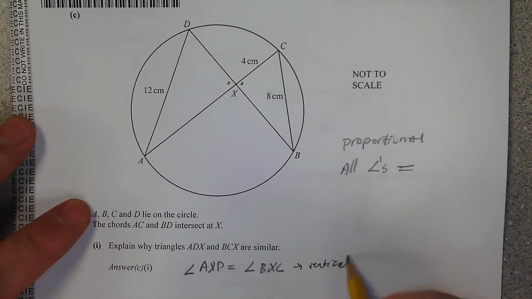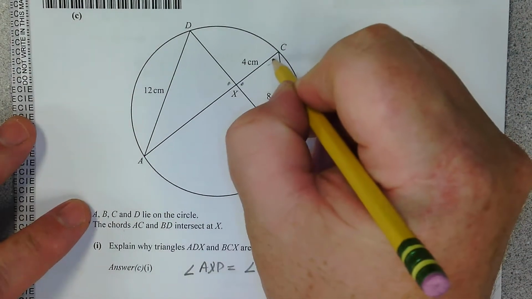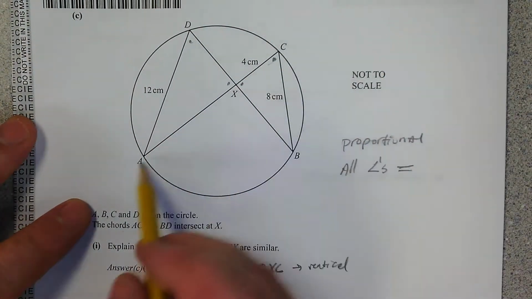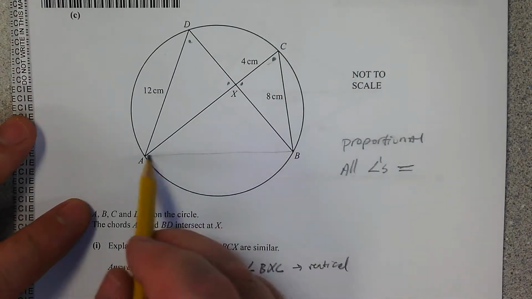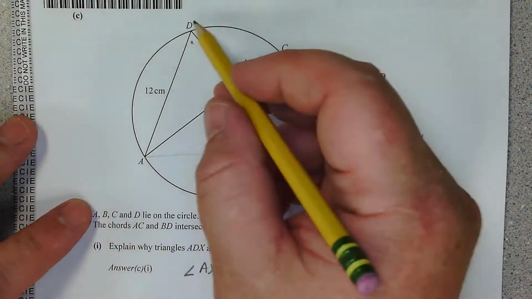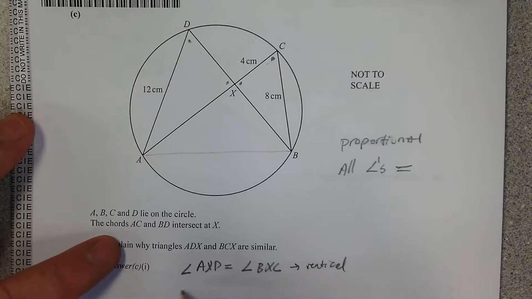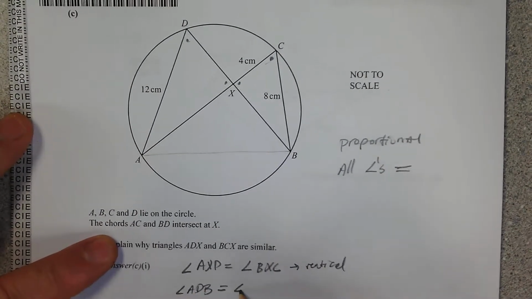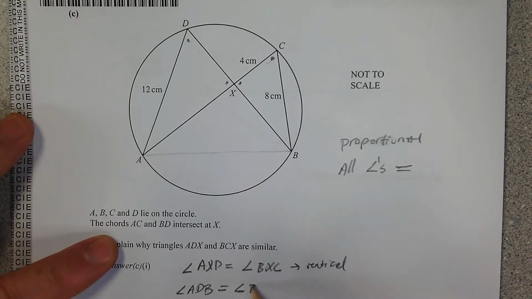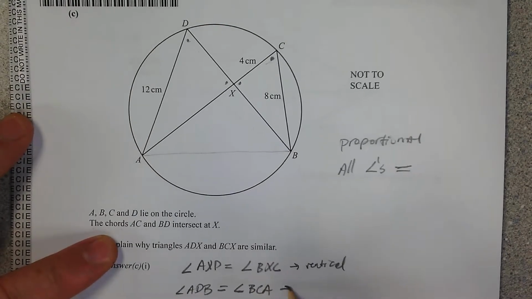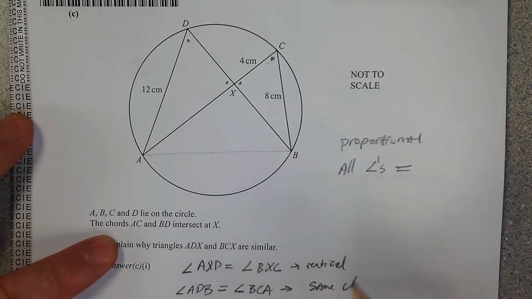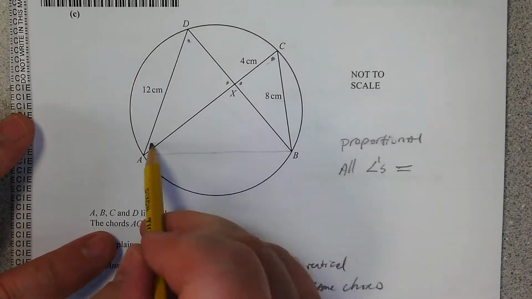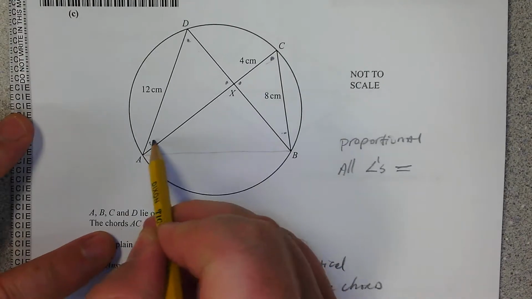right? For sure. This angle right here and this angle right here are congruent because they both lie on this same chord right here. It's not drawn, but you see this chord right here? They both lie on that chord right there. So angle ADB is congruent to angle BCA, same chord, angles that lie on a chord. And because of that, these two angles are the same as each other.